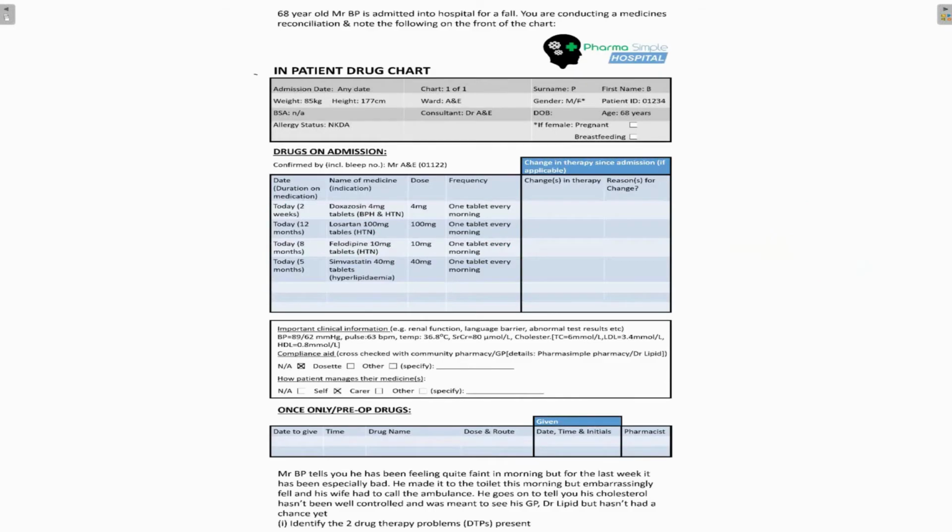So 68-year-old Mr. BP is admitted into hospital for a fall. You are conducting a medicines reconciliation and note the following on the front of the chart.